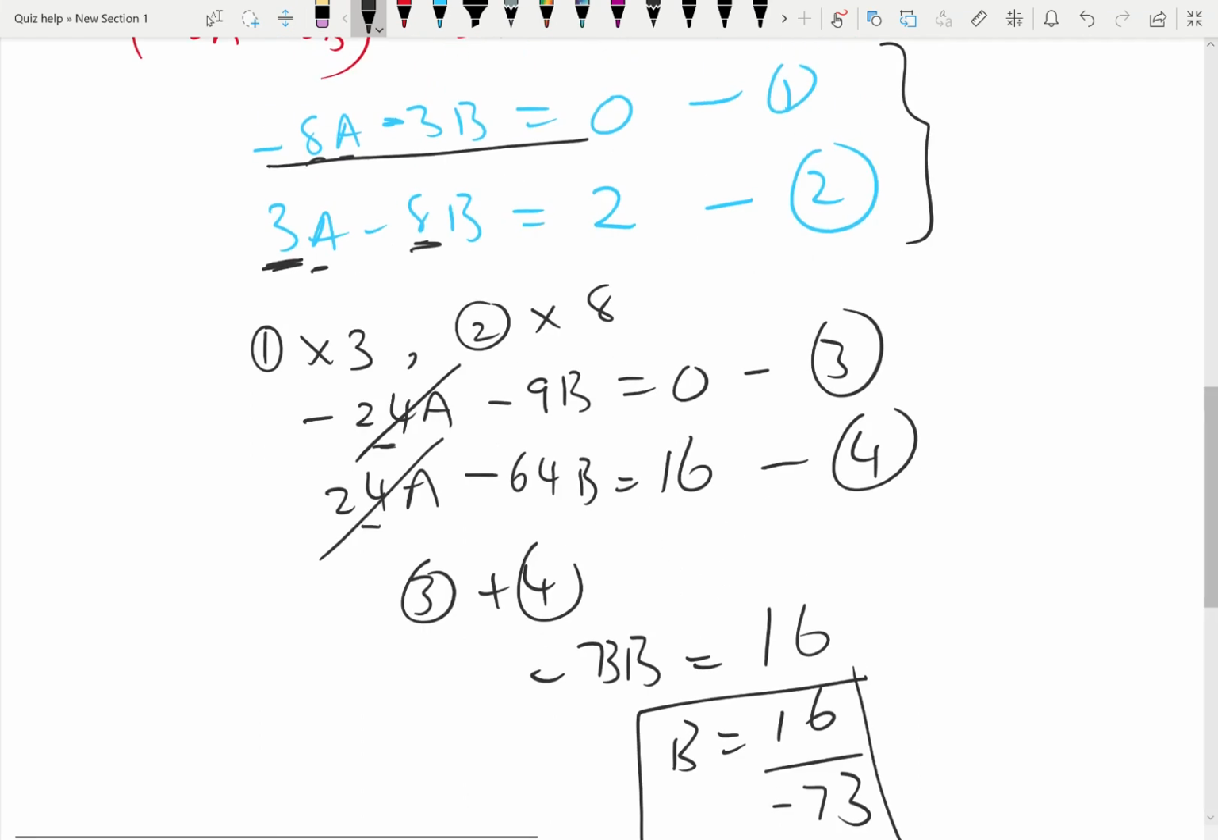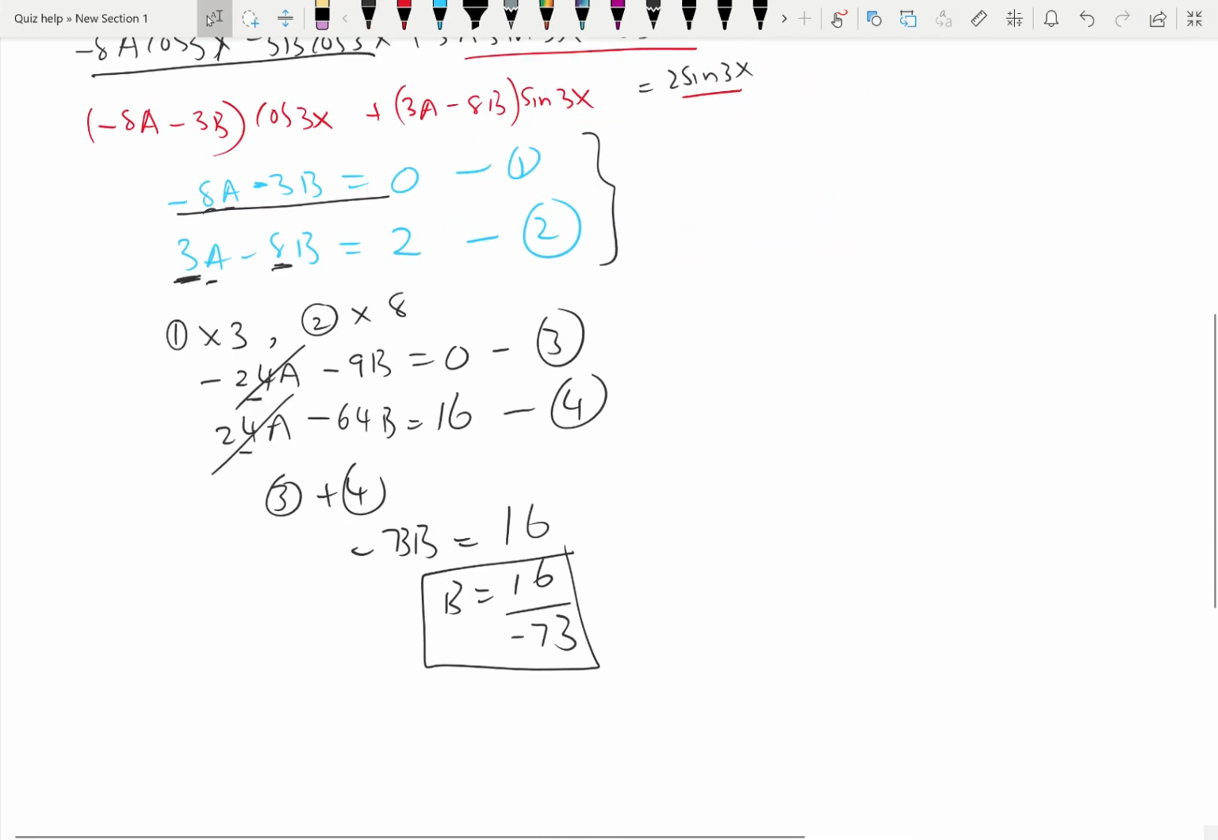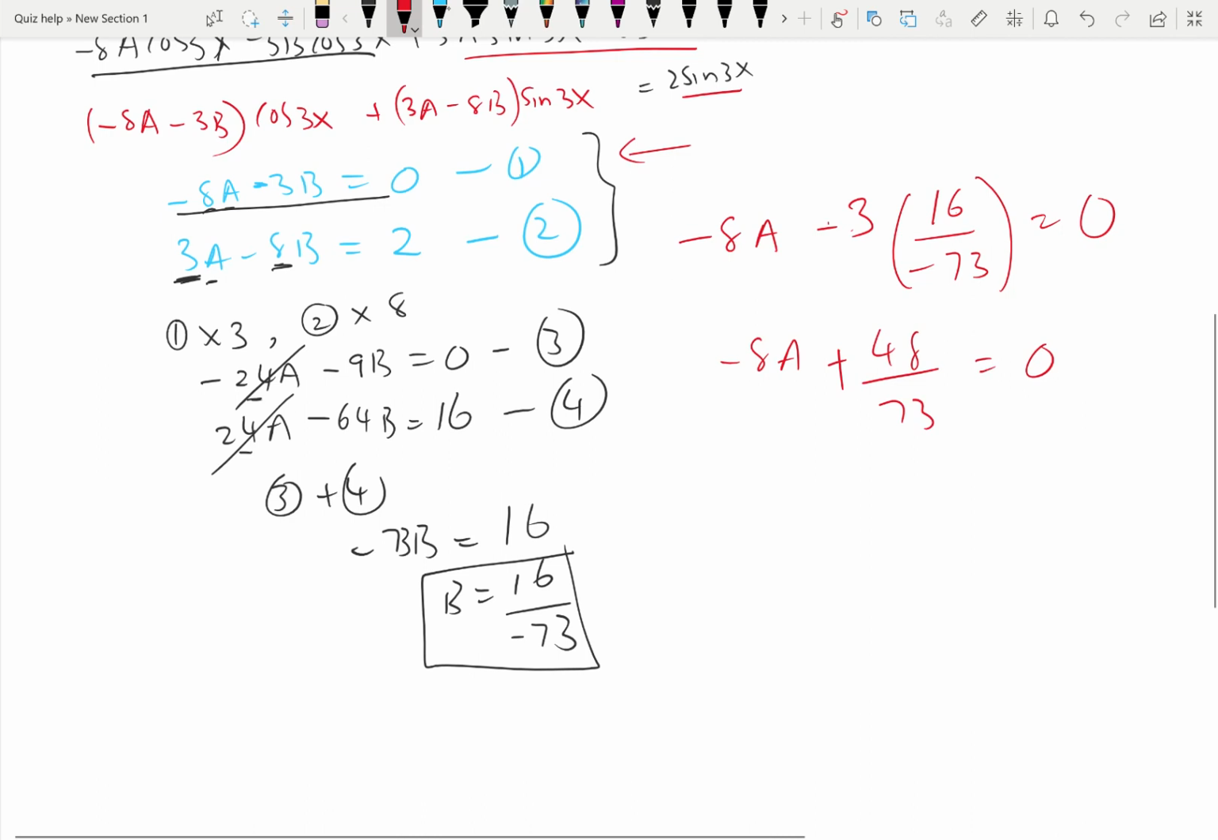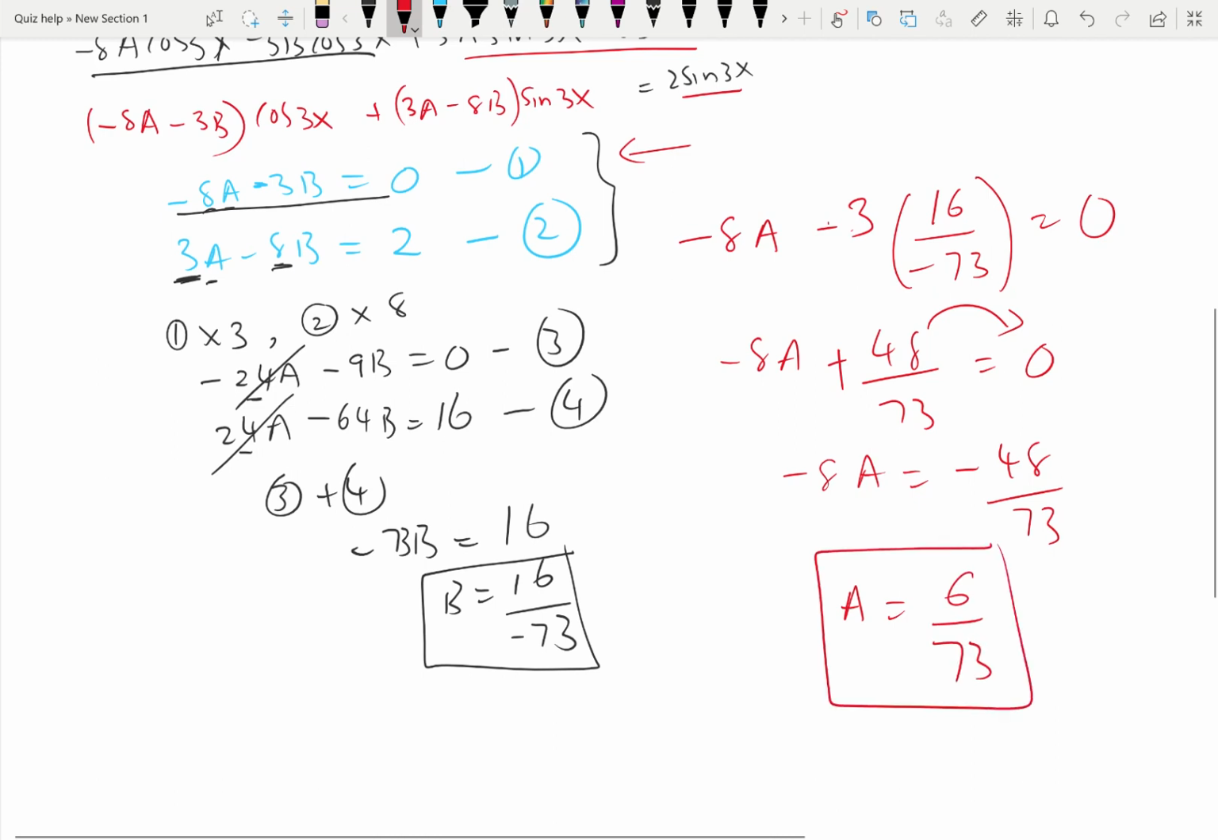Now how can you find a? Well, now you have two equations. Use any equation you like here. Okay. So negative 8a minus 3 times b, which is now 16 over negative 73, is equal to 0. So this is negative 8a minus positive 3 times 16, which is 48 over 73, is equal to 0. So let's take this term to the right. Negative 8a is 48 over 73. Now divide by negative 8. So negatives cancel out. 48 divided by 8 is 6. So 6 over 73 is a. Okay, so that's one scenario that can play out.